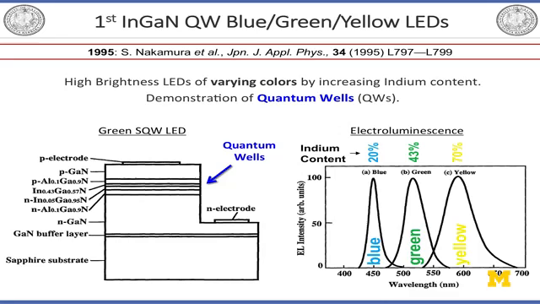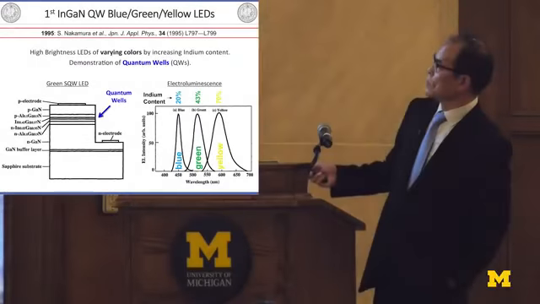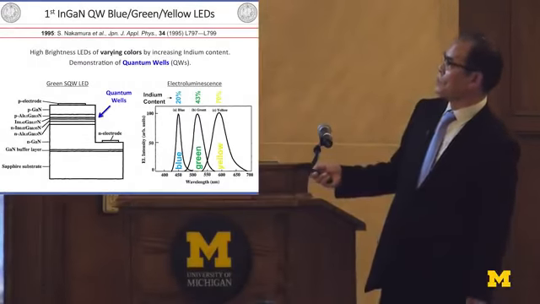These are still the basic structures. Currently, all blue and green LEDs use similar structures. Basically, the active layer is an indium gallium nitride quantum well. On the quantum well, we put the electron blocking layer, and still all LED companies use similar structures.